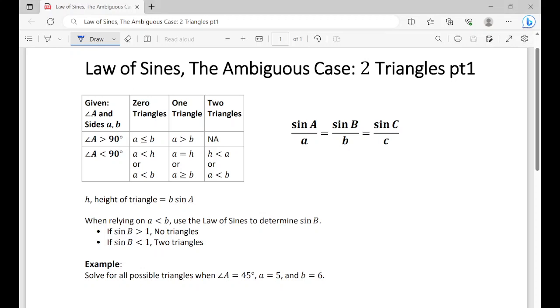When dealing with the law of sines, there's something called the ambiguous case. And in this video, we're going to go over the ambiguous case where you have two triangles as the solution. So you actually have two answers. So we're going to use the law of sines here to figure out what the two triangles are.